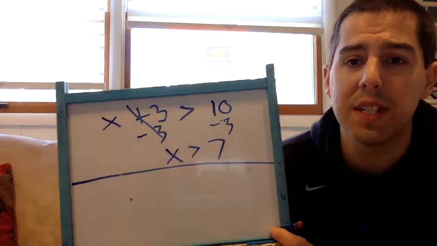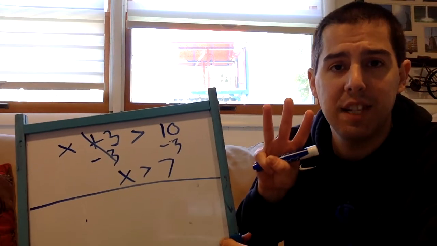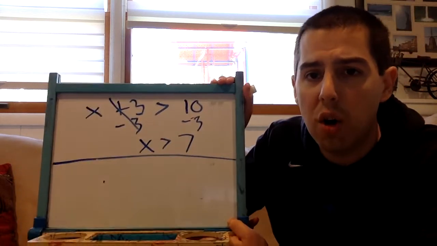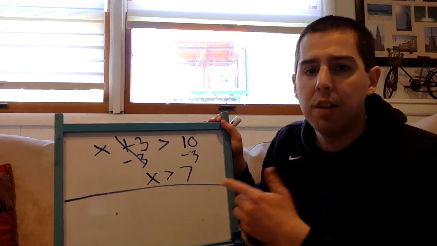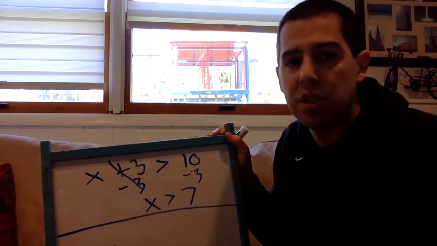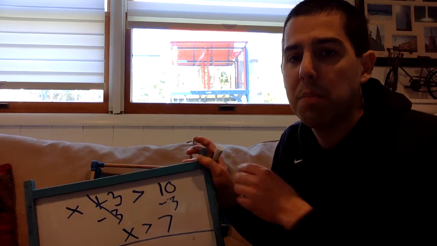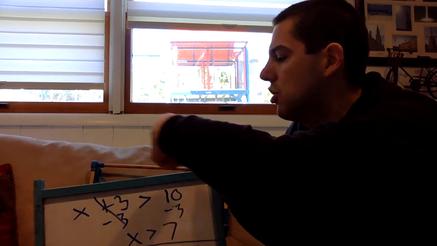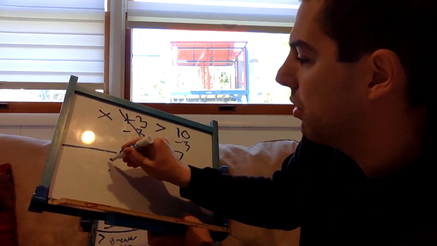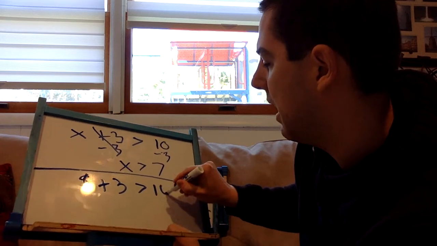And what you're going to do today is you're going to pick 3 different solutions that would work, and you're going to show that they worked. So I'll demonstrate one now, and then in the next video, I'll show how to pick what solutions are good ones to check. So x greater than 7. So I'm going to pick, we'll start with the first integer that comes after 7, which would be 8. Now watch what happens when I substitute. 8 plus 3 greater than 10.